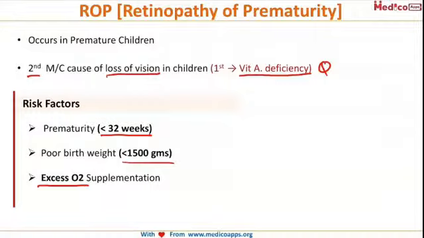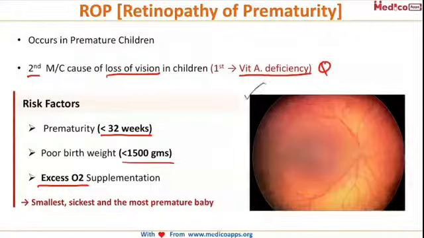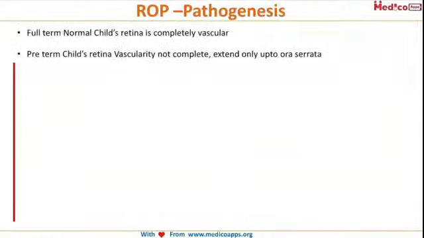An easy and simple line to remember the children predisposed to ROP is: it is the smallest, sickest and the most premature baby that is predisposed to this condition called ROP. Let's look at the pathogenesis. We all know that the retina of a full-term normal baby is completely vascularized. However, in a premature baby, the retina will not be completely vascularized. It is only vascularized up to the ora serrata. That is, there is incomplete vascularization of the retina.